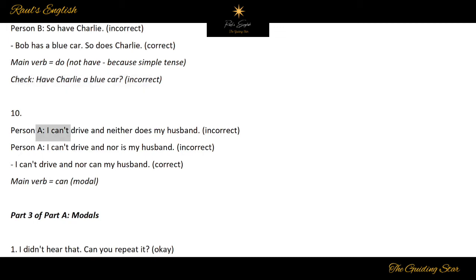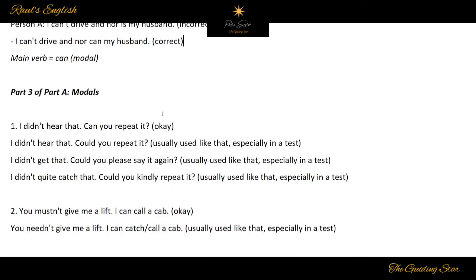And finally, number 10. "I can't drive and neither does my husband." Here, "I can't" is "I cannot," so it's "can" and "cannot." "I can't drive and nor is my husband." Here you have used "is," so that's not correct. "I can't drive and nor can my husband." So that's it for part 2. Let's go on to part 3 of part A, modals.